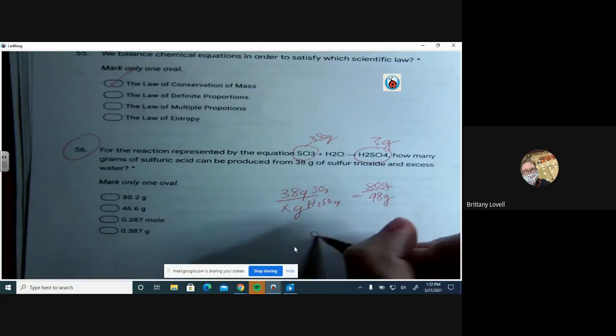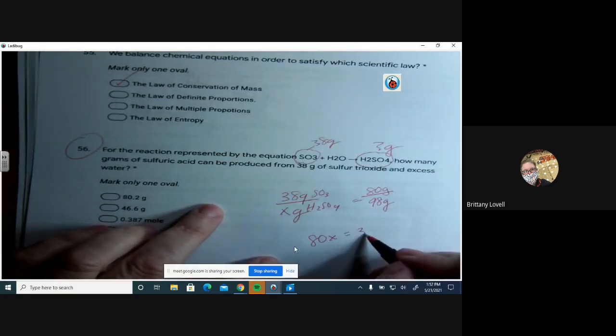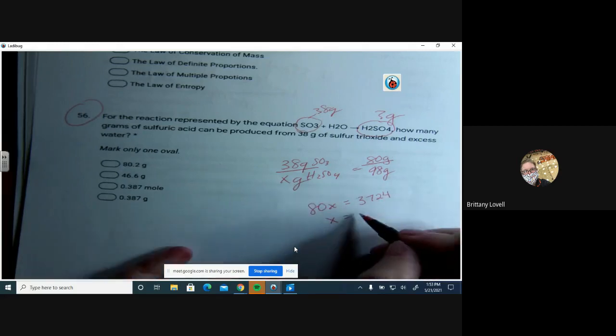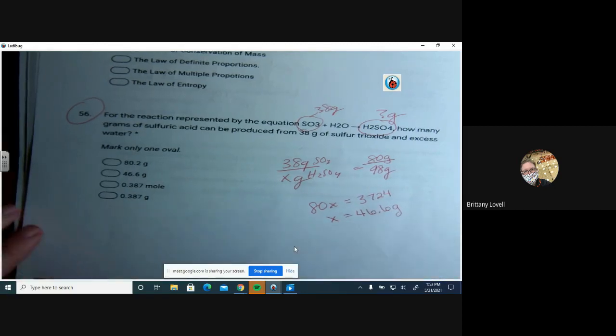Okay, and then we're going to cross multiply, solve to find x. So 80x is equal to, I don't remember what I wrote down. Okay, 38 times 98. 3724. Okay, how would we solve for x? Divide, right? Divide both sides by 80. You end up with 46.55. So I'm going to do 46.6 grams of H2SO4.